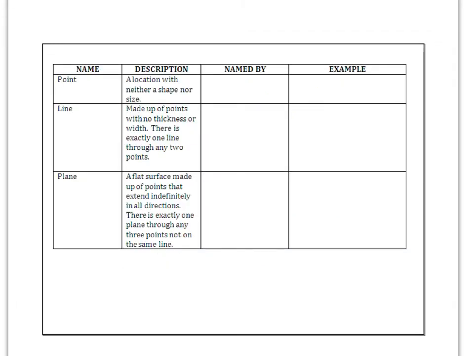A point is a location with neither shape nor size. And so I'm going to draw an example. You might have a little dot with a capital letter next to it. That is point A. And the way you name it is you can say either A, or you could actually write out the word point and call it point A. So either one of these two would work to name that point.